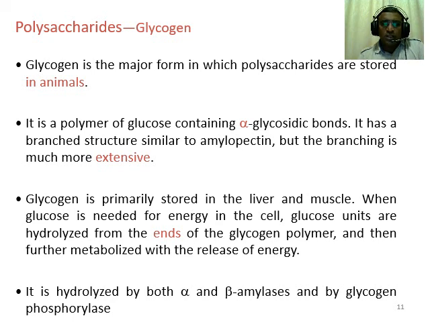organs to become ATP. And in terms of the structure, glycogen can be differentiated from amylopectin by having more branching than amylopectin. And in terms of hydrolysis, in our body we have enzymes such as alpha and beta amylase as well as, most importantly, glycogen phosphorylase to convert glycogen eventually into free glucose, which can then be oxidized to become ATP.